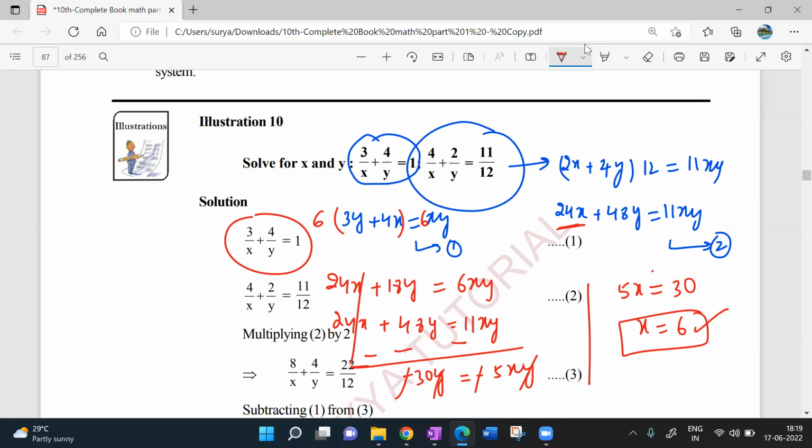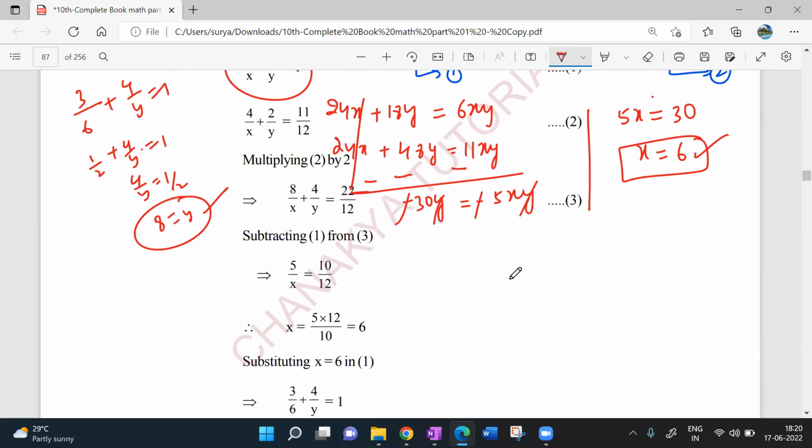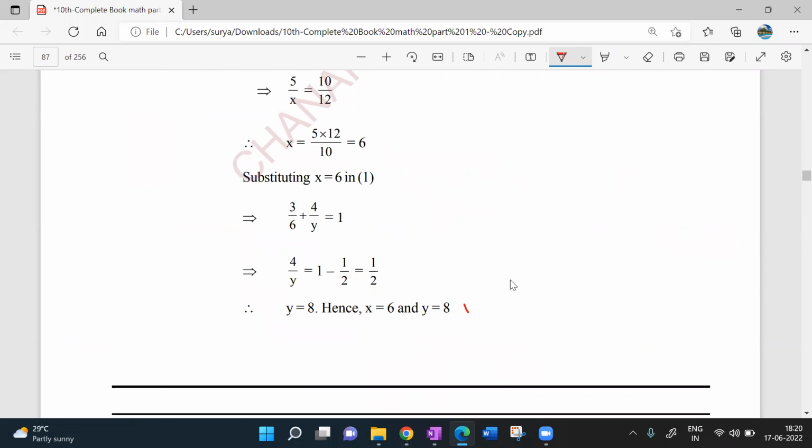x is equal to 6: 3/6 plus 4/y is equal to 1. So 1/2 plus 4/y is equal to 1. So 4/y is equal to 1 minus half, which is half. So y is equal to 8. All right. The y value is 8. So look at this here: y value is 8, x value is 6. That is what we got.